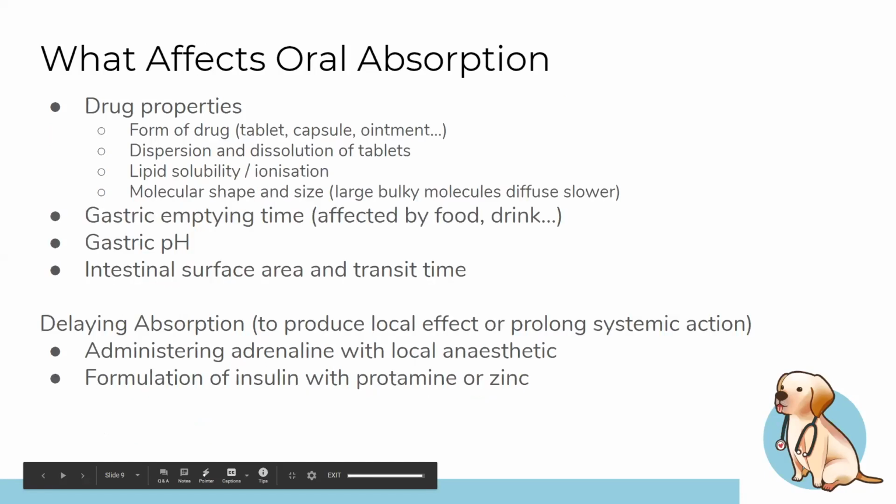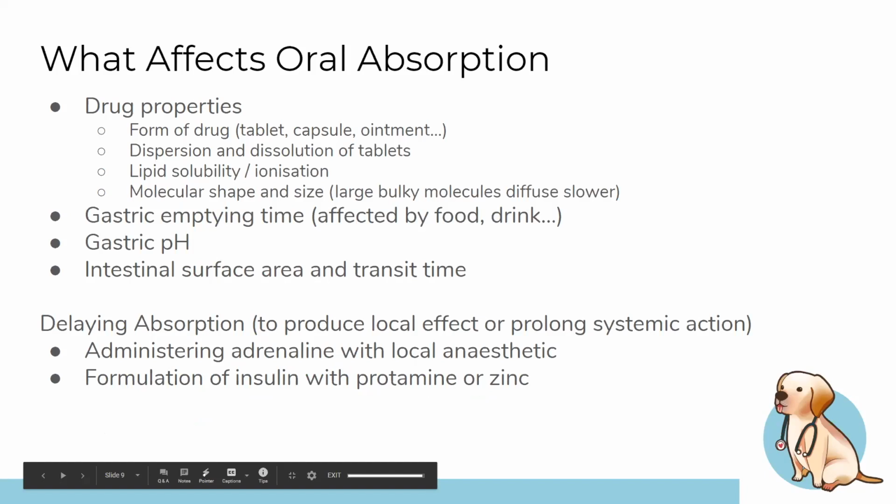So oral absorption is affected by drug properties, so the form of the drug, tablet or capsule or ointment, however it's delivered, dispersion and dissolution of tablets, lipid solubility and ionization, and molecular shape and size. It's also affected by gastric emptying time, so how much food or drink you have, and gastric pH, as well as the intestinal surface area and transit time.